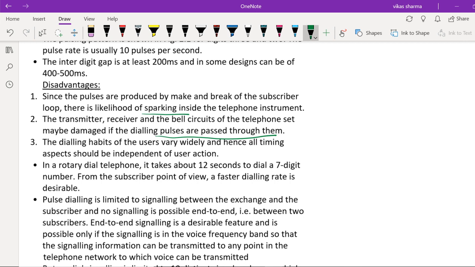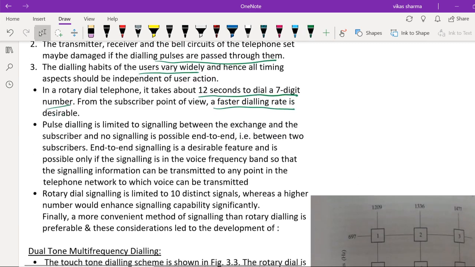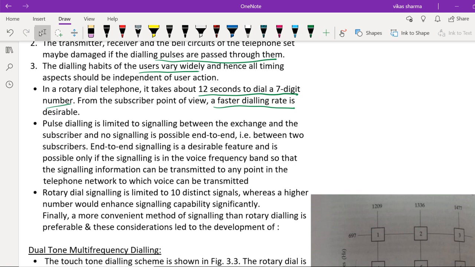The dialing habits of the users vary widely. Some users may take time to dial a number, and some users may be very fast. Specifically, in a rotary telephone dial, it takes about 12 seconds to dial a 7-digit number. And from the subscriber point of view, we require a faster dialing rate. Also, pulse dialing is limited to signaling between the exchange and the subscriber. That means there is no end-to-end signaling possible. End-to-end signaling is between the two subscribers, and it is a desirable feature.